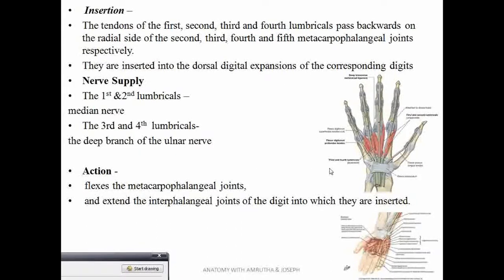Action. The action will be flexing metacarpophalangeal joint and extending interphalangeal joints of the digits into which they are attached. So flexion of metacarpophalangeal joint and the extension of interphalangeal joint is an action of the lumbricals. Saluting action.